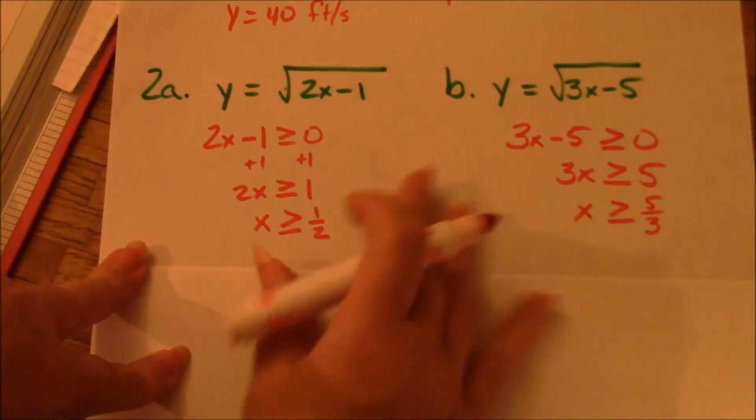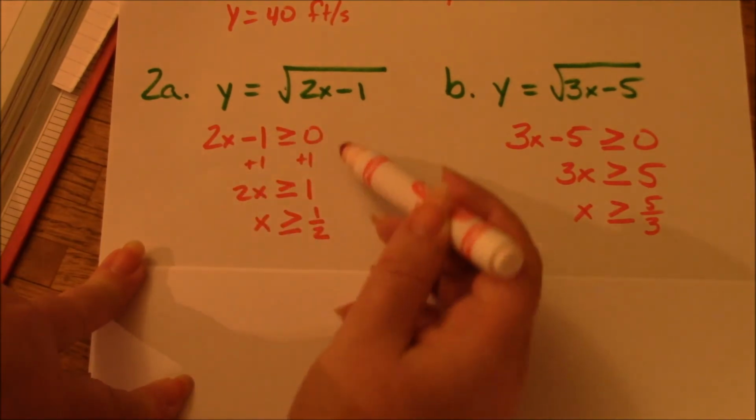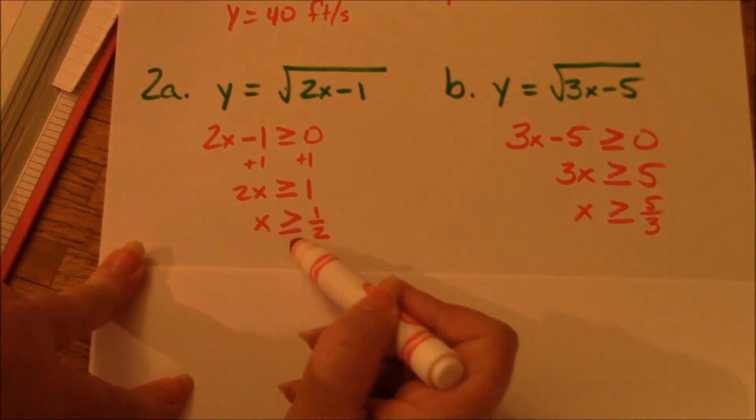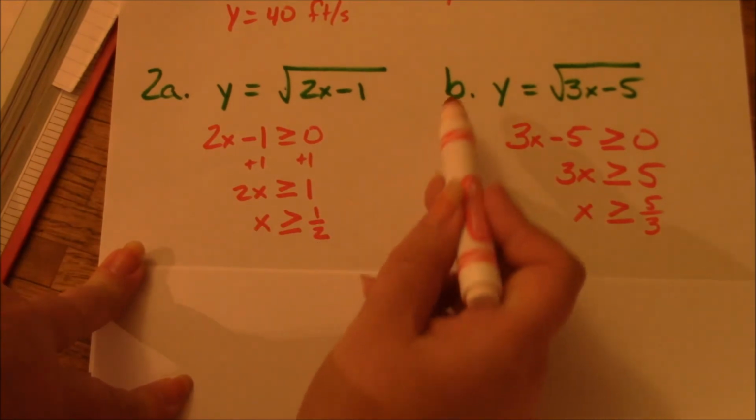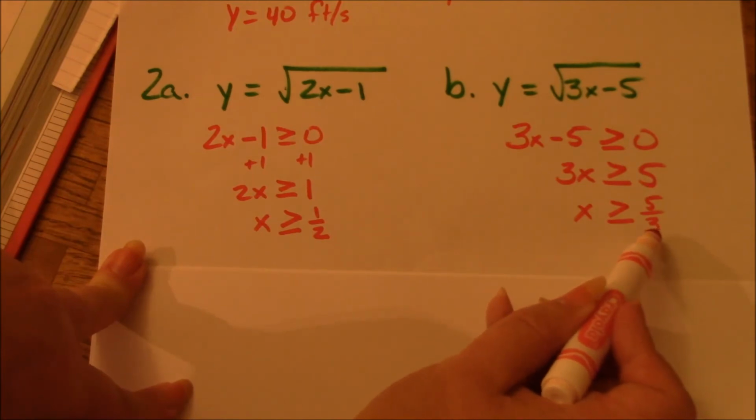With problem number 2, 2x minus 1 has to be greater than or equal to 0, which means x has to be greater than or equal to 1/2. And with b, x has to be greater than or equal to 5/3.